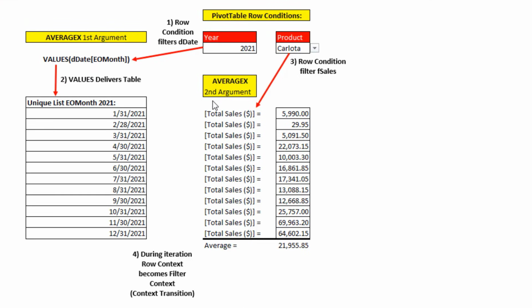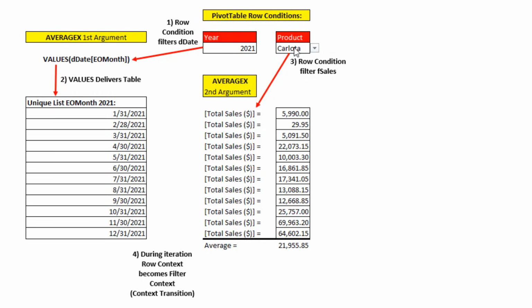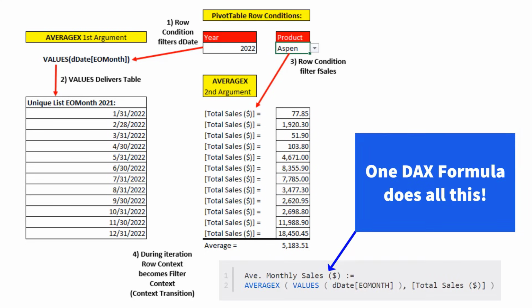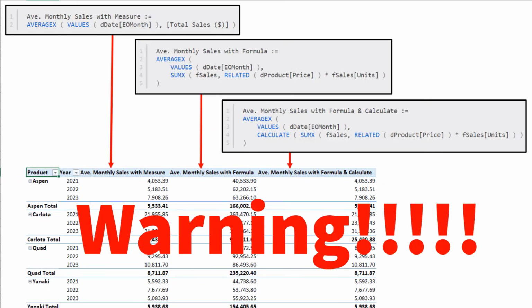Now there's a special name when you take a measure and iterate over a table like this and allow the row by row condition to flow into the measure and affect the filter context. It's called context transition. And the cool thing is, and we'll simulate what the DAX formula does here, if the condition is 2022 and the product is Aspen, our one DAX AVERAGEX measure creates a completely new table to iterate over. And then the total sales measure calculates a new set of monthly totals and then calculates the average monthly sale.